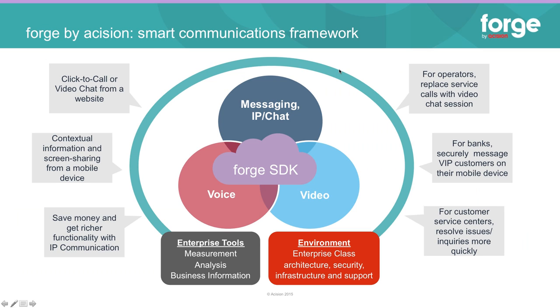And so basically, Forge by Acision is a smart communications framework. So as I've said, click to call, video chat from a website, whether it's call centers, healthcare advice, anything. Contextual information is really, really important. If I'm logged into my bank and I want to query a transaction, isn't it great if I can just click a button, go straight through to an operator who already knows who I am because I've logged into the bank, who already knows what I need help with because I clicked on a button next to the transaction I'm querying. You can massively improve the user experience of these mundane services.